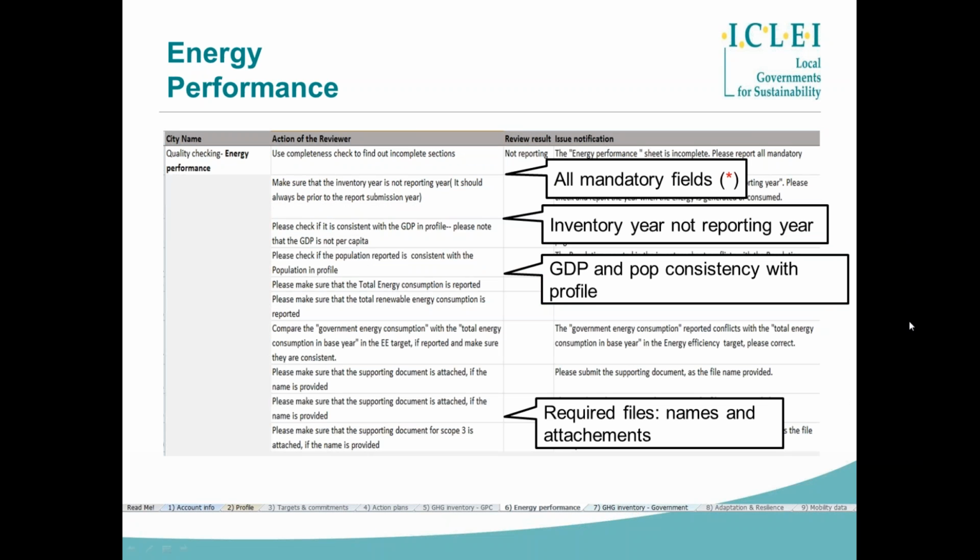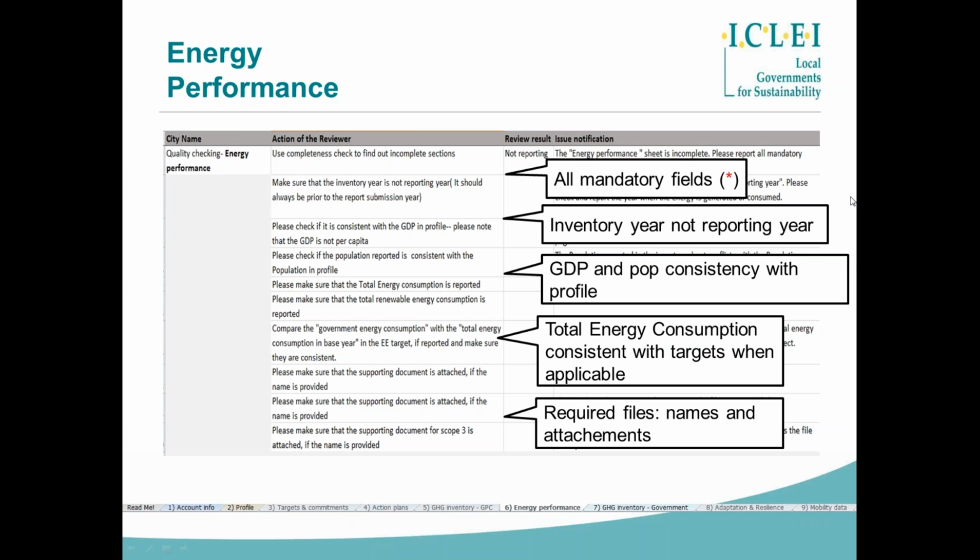Now, looking at energy performance, the mandatory fields: reporting year, indication of geographic boundaries in relation to administrative boundaries, again, area covered by the inventory and population, and also final energy consumption. Here, we need also to check that the total energy consumption is consistent with targets when this is applicable. So, for example, in the energy efficiency targets, cities can also report that, so we can compare there and see that this is consistent. And again, here are the files with names and attachments.